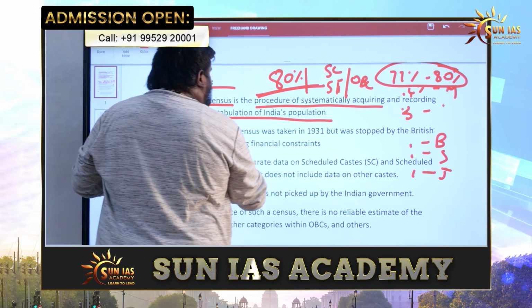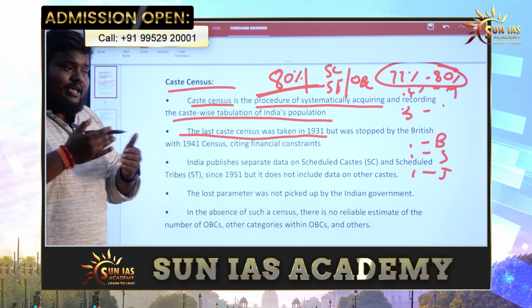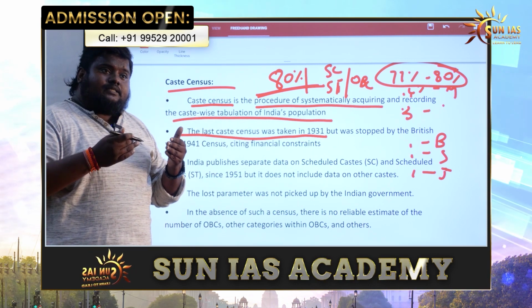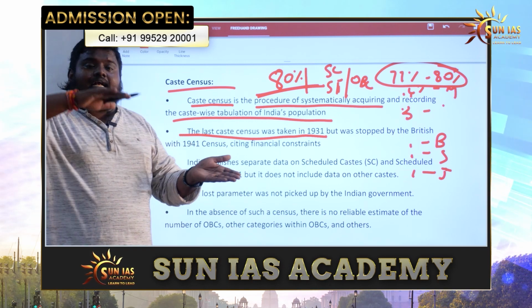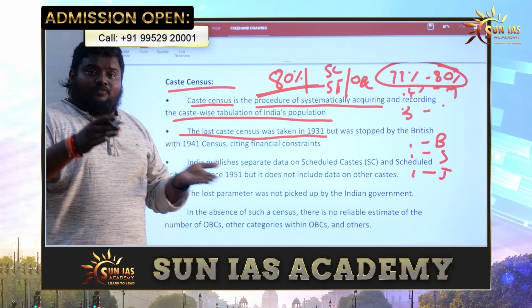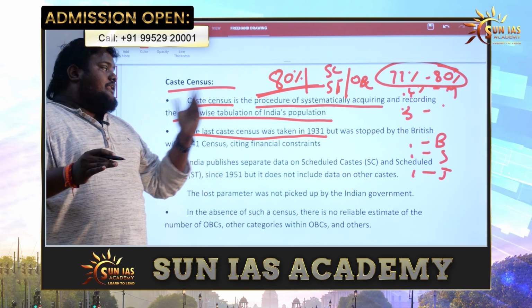The last caste census was taken in 1931, which is before independence. So we have caste data which was taken nearly a century ago. We are now in 2023, but the last caste census was taken in 1931.